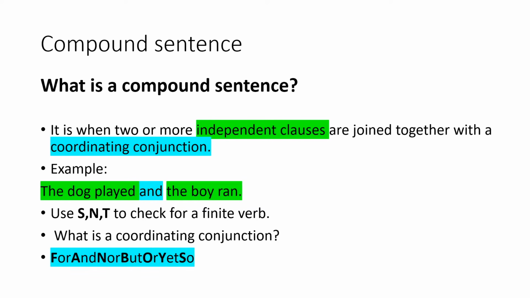Now let's look at our example. We can see that the boy played is an independent or main clause because it does have a subject, it does have a number, and it does have a tense. And it is joined together with a coordinating conjunction, and. The dog ran is also an independent or main clause because it does have a subject, it does have a number, and it does have a tense. Therefore, combining these 2 parts of the sentence with the coordinating conjunction makes a compound sentence.